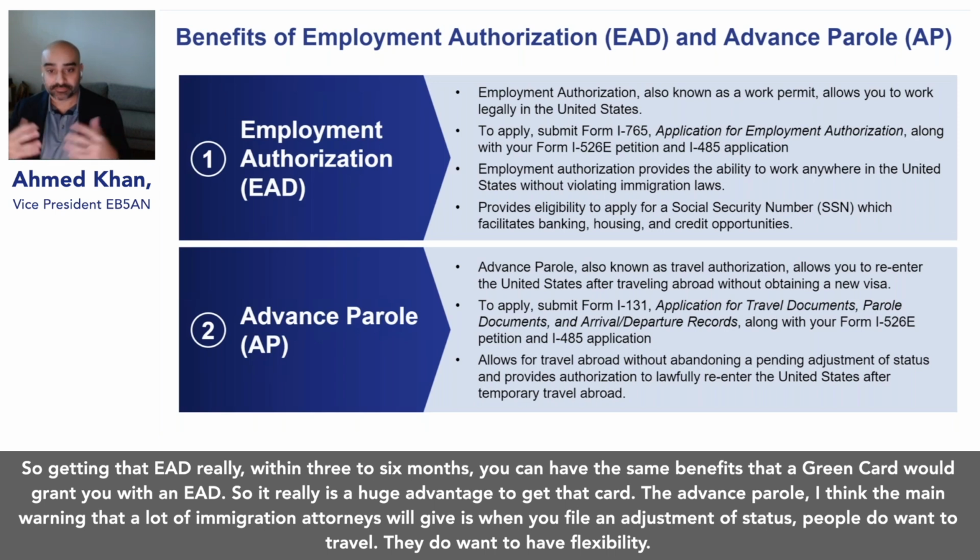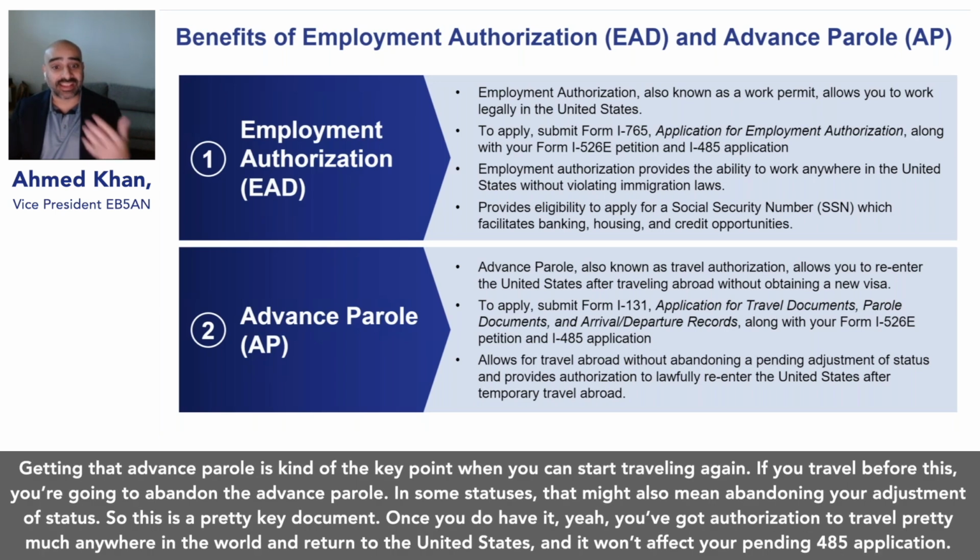The advanced parole, I think the main warning that a lot of immigration attorneys will give is when you file an adjustment of status, people do want to travel, they do want to have flexibility. Getting that advanced parole is kind of the key point when you can start traveling again. If you travel before this, you're going to abandon the advanced parole. In some statuses, that might also mean abandoning your adjustment of status. So this is a pretty key document. Once you do have it, you've got authorization to travel pretty much anywhere in the world and return to the United States. And it won't affect your pending 485 application.